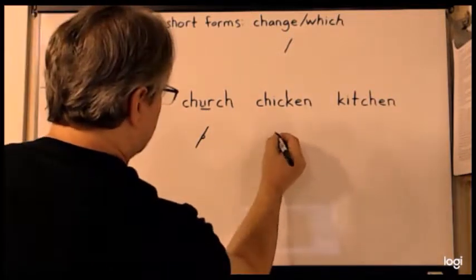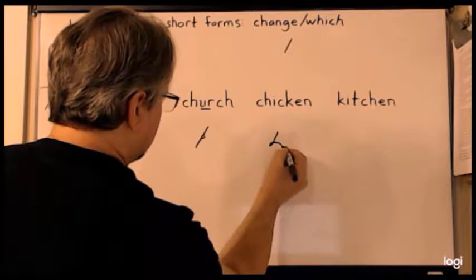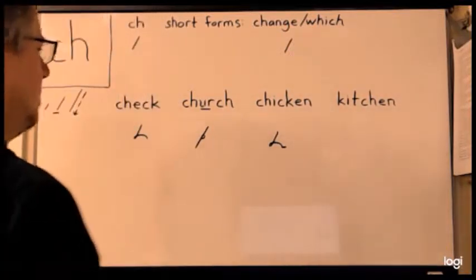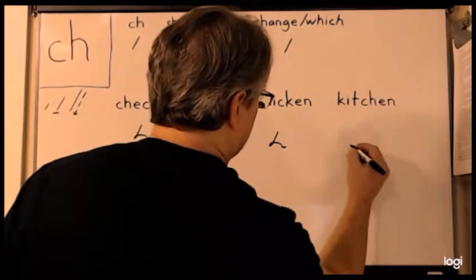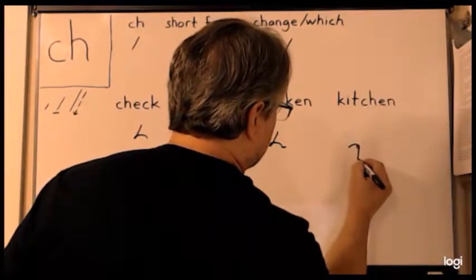The word chicken is C-H-E-K-N. And the word kitchen is K-I-C-H-N.